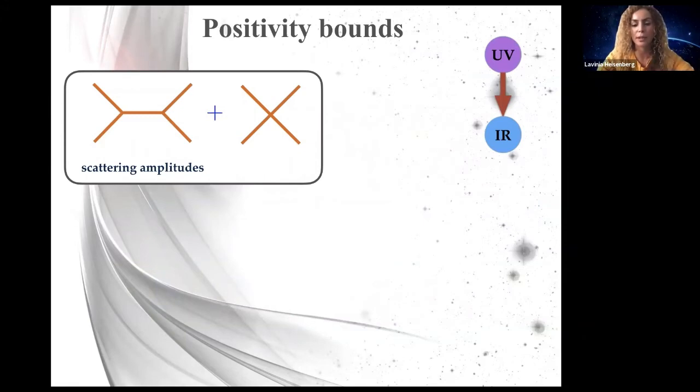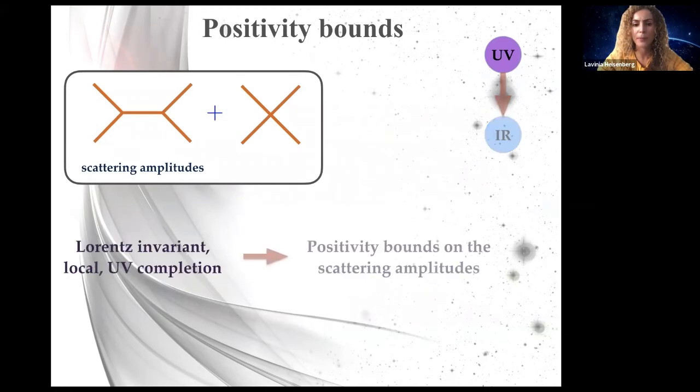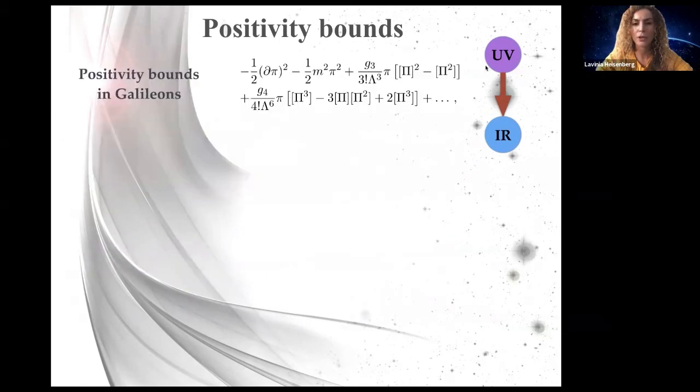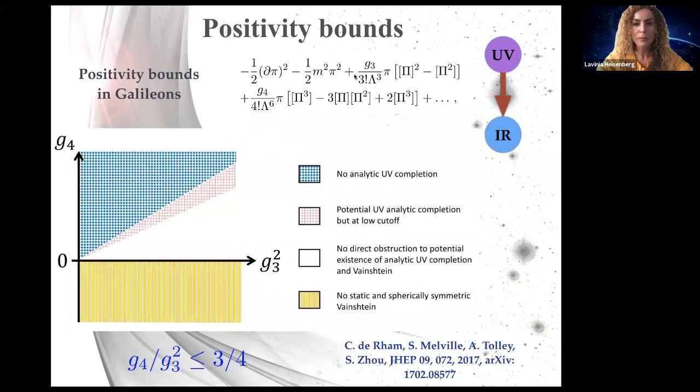For instance, these positivity bounds that I told you about come from the local Lorentz invariant UV completion down to your infrared theory. So this has direct implications on the scattering amplitudes. Just to give you an example, imagine you have the cubic Galileon and the quartic Galileon, and you want them to be embeddable, or to come from a local Lorentz invariant UV complete theory. Then when you apply these positivity bounds, you obtain this constraint here on the cubic and quartic Galileon coefficients, and you have to be basically in this white regime here in order not to have any obstruction for a local Lorentz invariant UV completion. So you see, in this way you obtain additional theoretical constraints on your parameters.